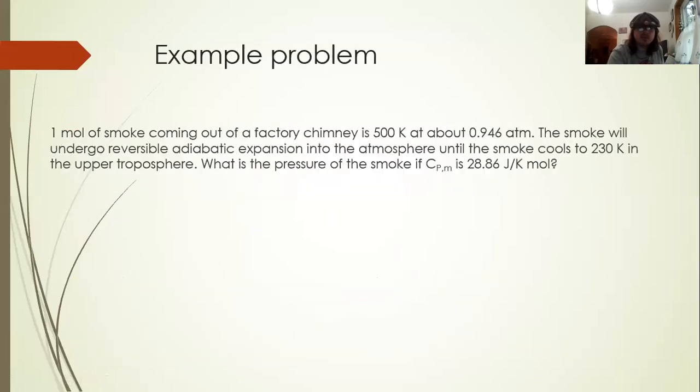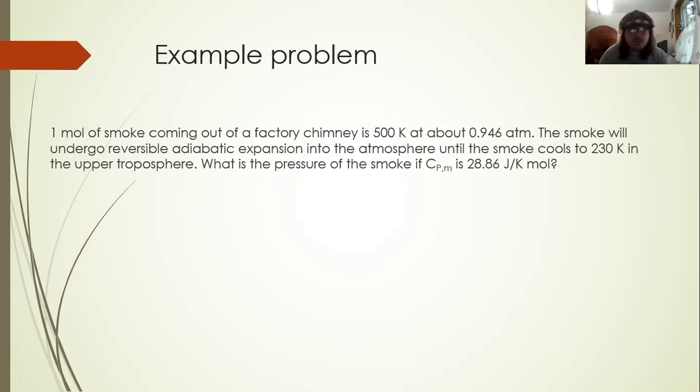So this is the last slide of this. One mole of smoke coming out of a factory chimney at 500 Kelvin is at about 0.946 atmospheres. The smoke will undergo reversible adiabatic expansion into the atmosphere, and the smoke cools to 230 Kelvin in the upper troposphere. What is the pressure of the smoke, if the C sub P is equal to that?